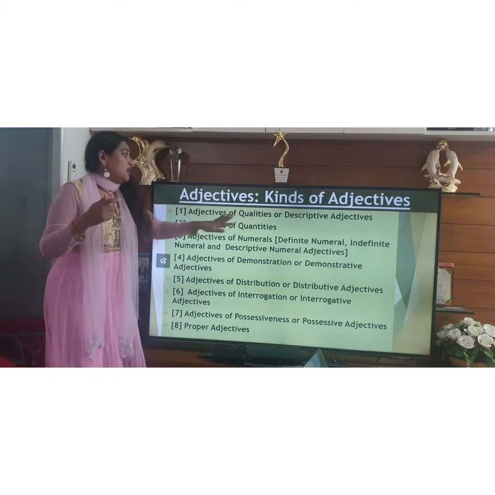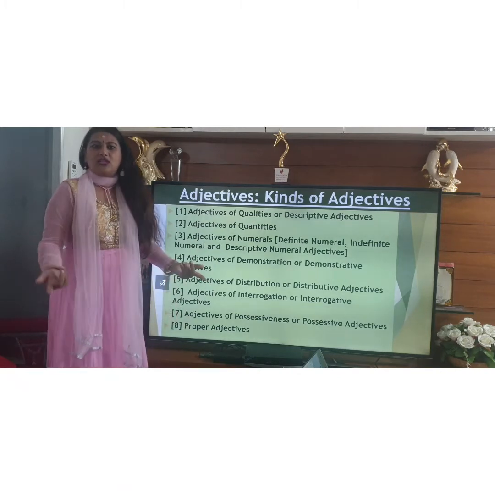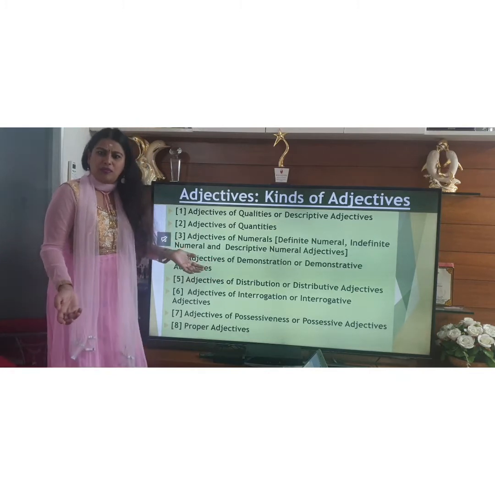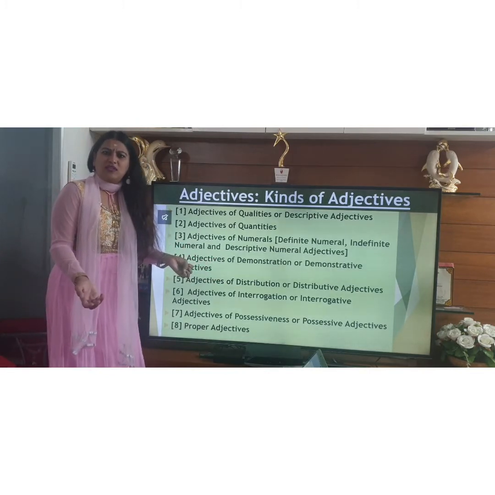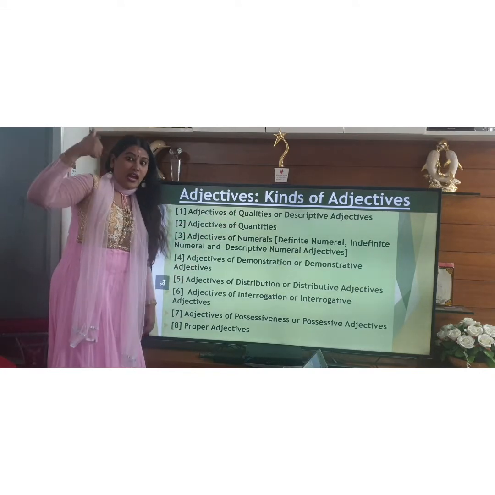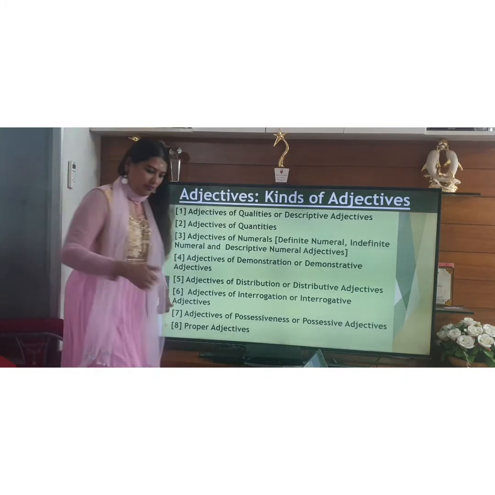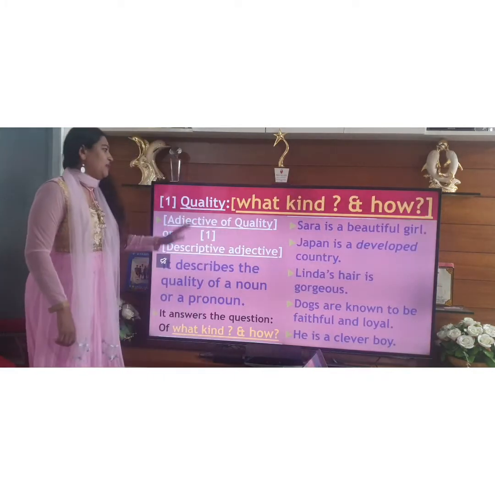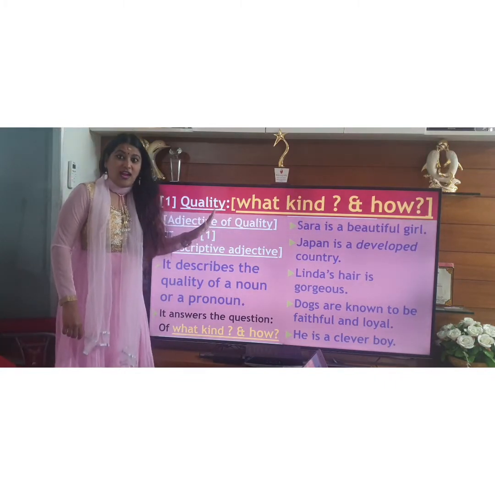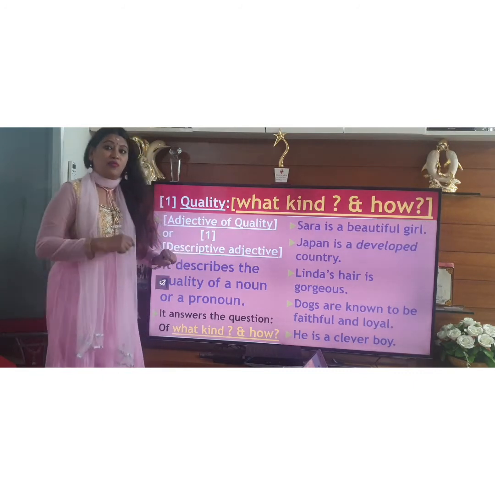Okay? So descriptive adjective means what? It describes. Anything that describes is an adjective. When we talk about something, what do we talk about? We talk about the quality of a particular person. How is he? What sort of a person is he? That's nothing but quality, right? So the first one is adjective of quality and descriptive adjective. Both are one and the same. Let's start. First is quality. Adjective of quality, and it's also known as descriptive adjective.